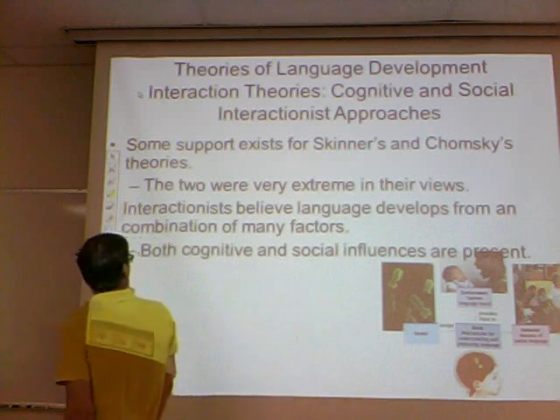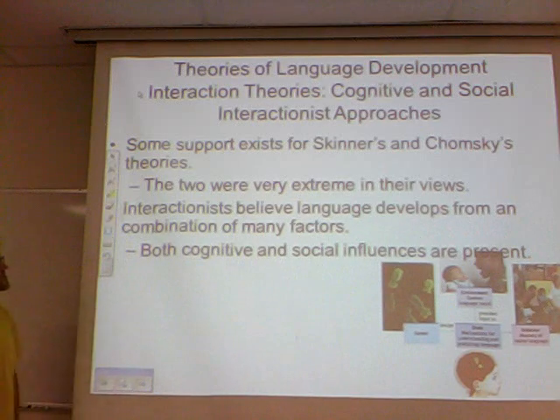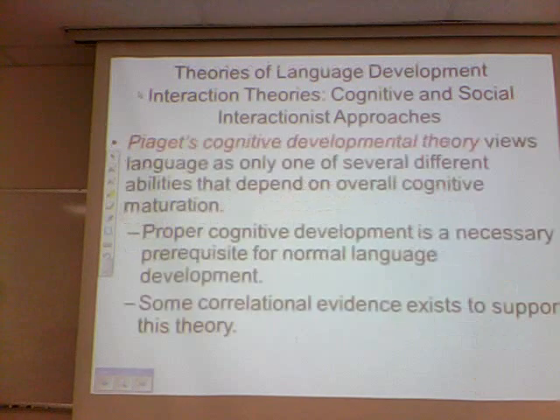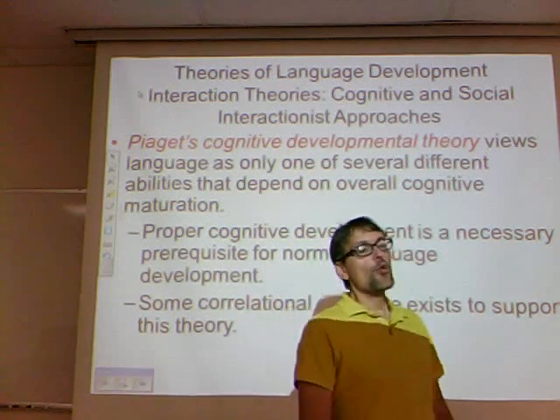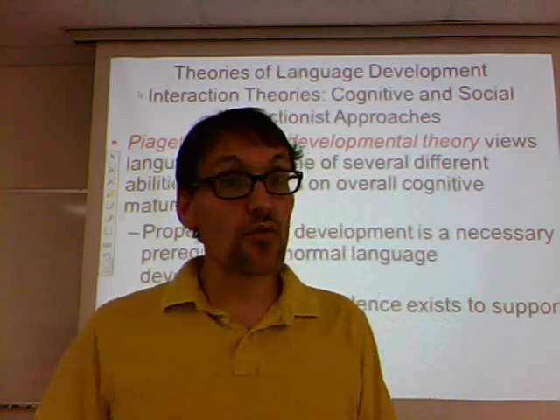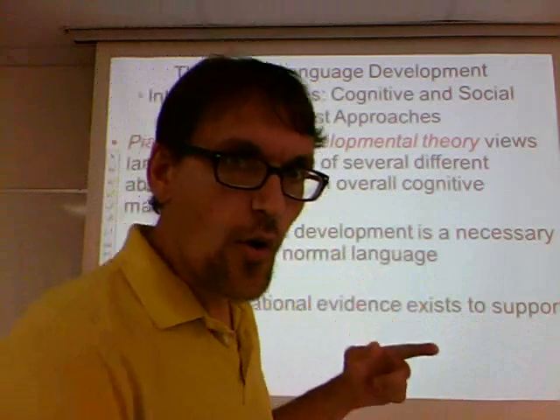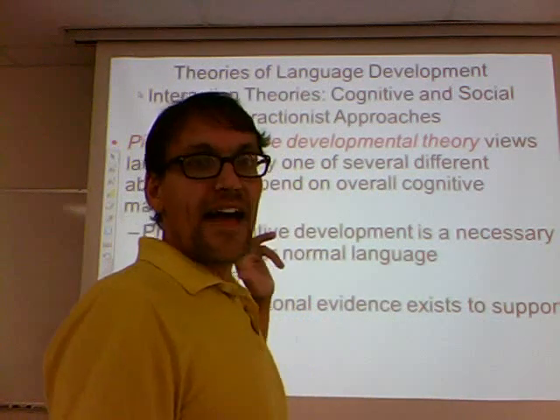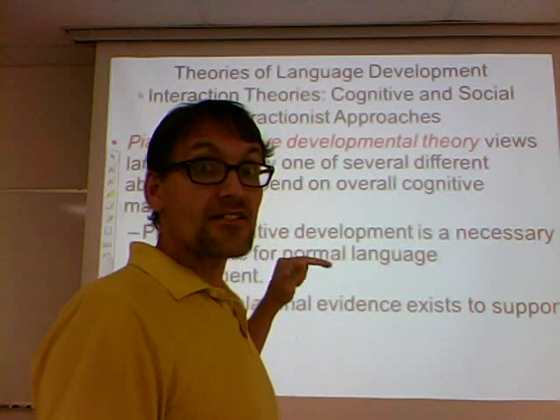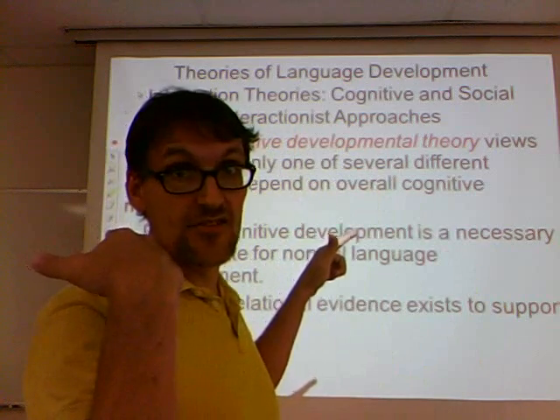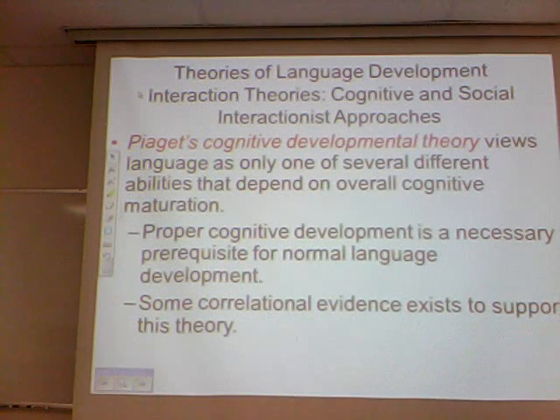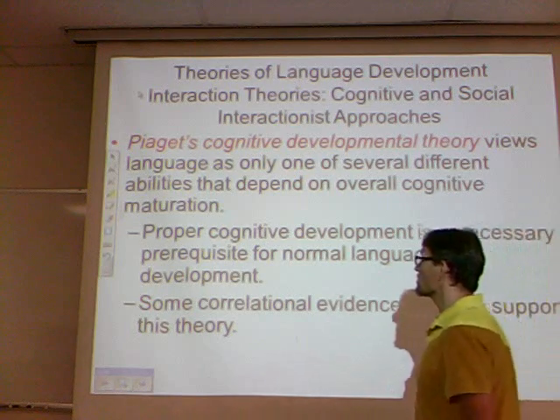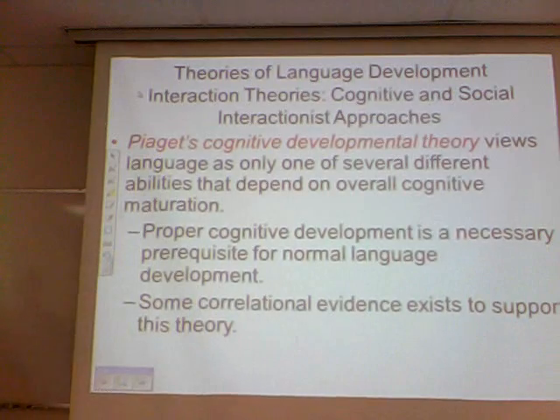Interactionists believe that language develops from a combination of many factors, nature and nurture, cognitive and social. Piaget's is the most influential view, and he says that language is a result of general cognitive maturation. As our general cognitive skills mature, our language skills mature. That's true, but remember, at the same time, as our language skills mature, it allows our cognitive skills to mature as well. Proper cognitive development is a necessary prerequisite for normal language development. Absolutely true.